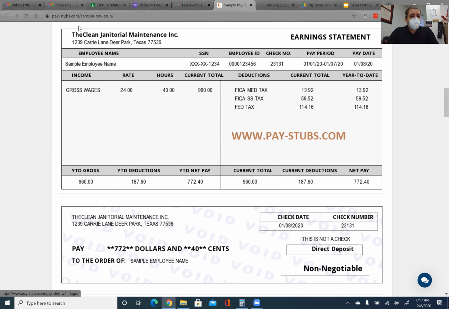So we start off here, the top part is going to be your employer. Okay. This is the earning statement. So you're going to get this either in paper form or digitally every single time you get paid.